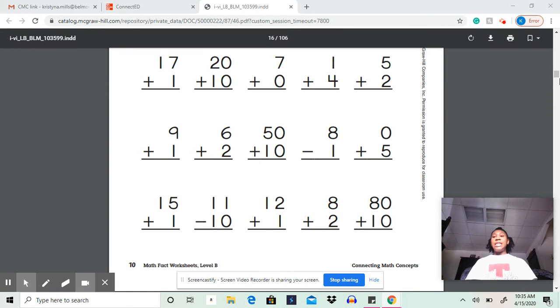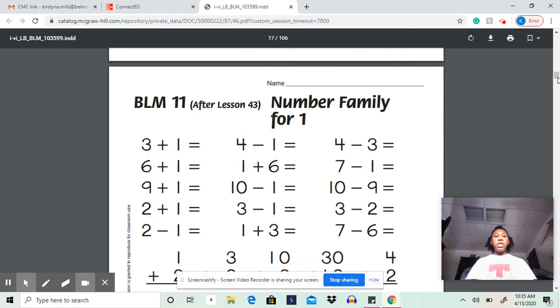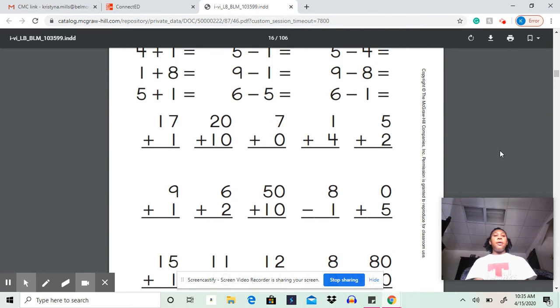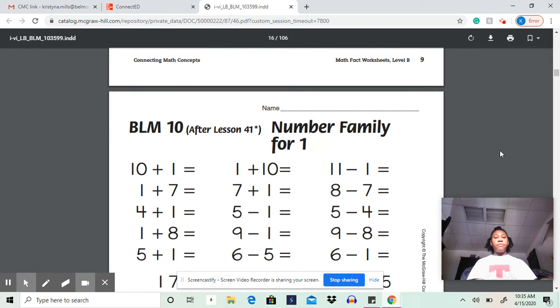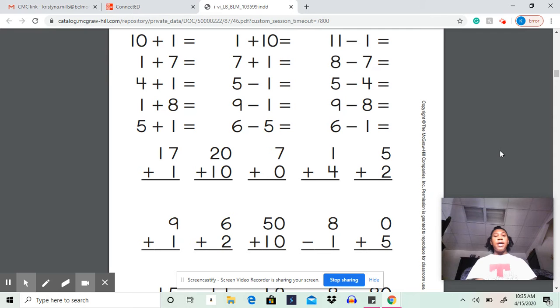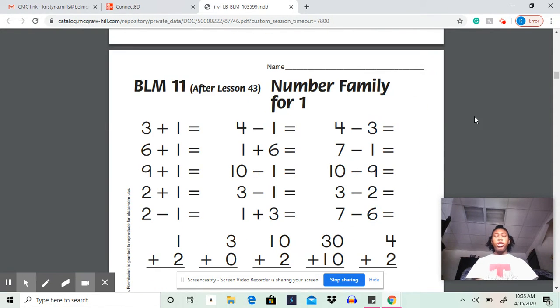Okay, so today we are going to finish our worksheet, which is BLM 10 after lesson 41. We're going to finish this worksheet. Once again, if you can't find this packet or you can't go to Belmont to get it, you can go on the website and find this packet, which will be in the remedial packets, I think, and just find this worksheet. So today we're just going to finish out this worksheet.